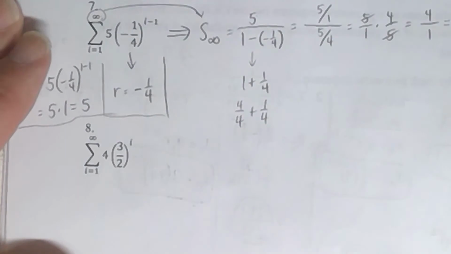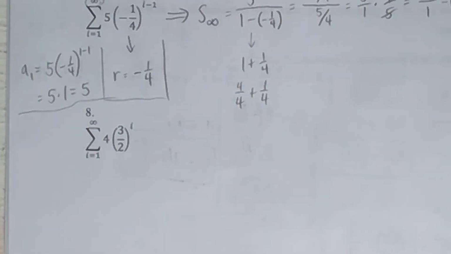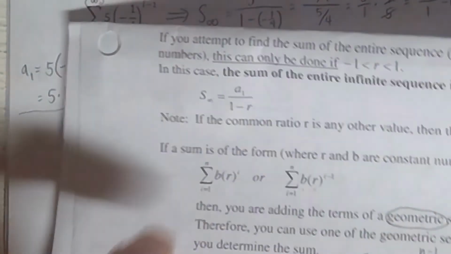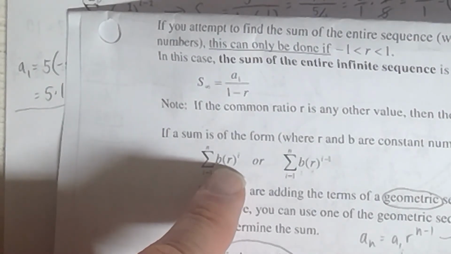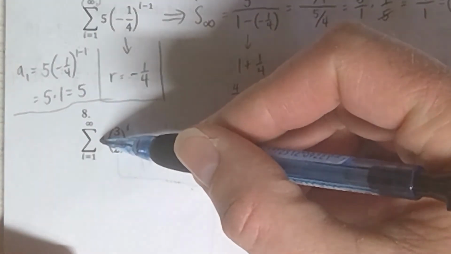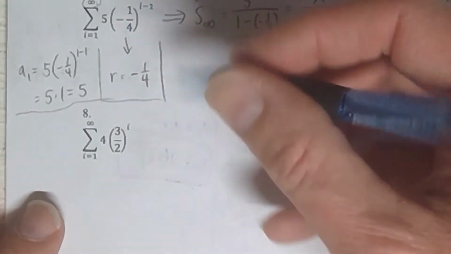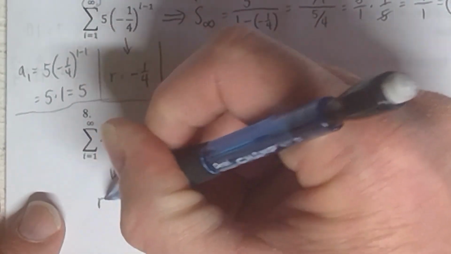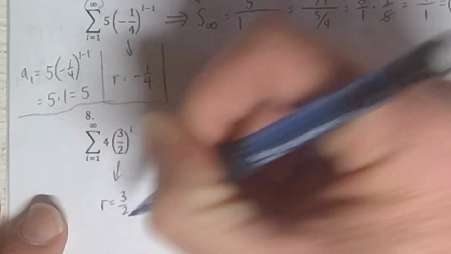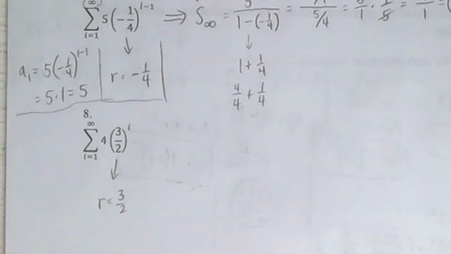Okay, and finally here in number 8, once again you can see that it is in the format of b r^i, where you've got the constant and then another constant inside the bracket and then the variable and the exponent. So that means that the r is what? The r is 3/2, but stop right there, okay?